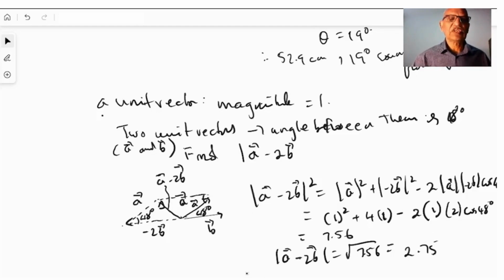2.75. So to make it very clear, two unit vectors, the angle between them is 48. That means this is A and B. If I'm finding A minus 2B, it is the opposite of B, therefore I go the other side. Usually whenever I have minus 2B, minus whatever vector, the angle which I calculate stays the same. If it was straightforward like before, we use 180 minus whatever angle we have.